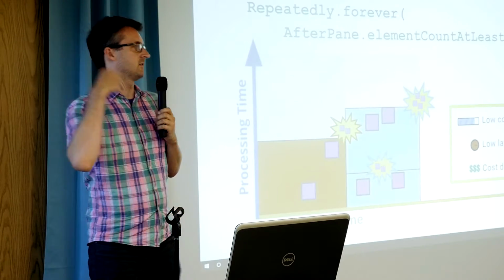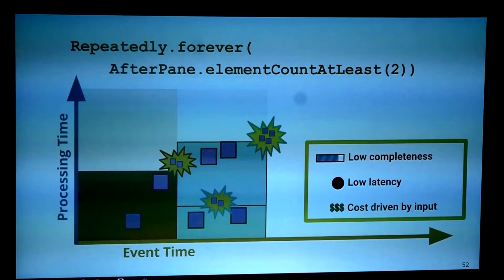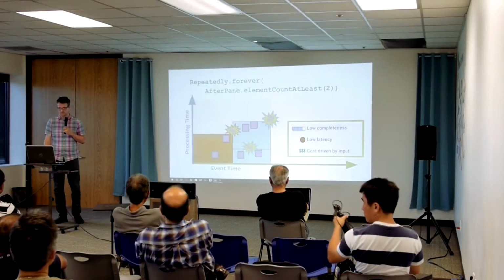And again, stepping back, looking at the entirety of this execution and how the output policy relates to these 3 dimensions. It's low completeness. It doesn't care about completeness at all, so you would never choose this if that were important for you. It's low latency, right? If you're getting a flood of input, you're going to get constant output, but the cost is driven by the input, so it could be quite high. It doesn't reduce the cardinality of input particularly.